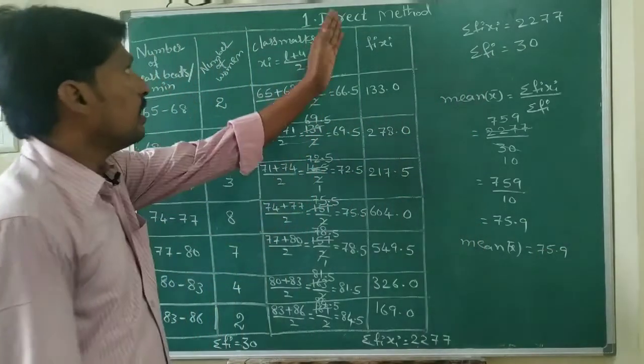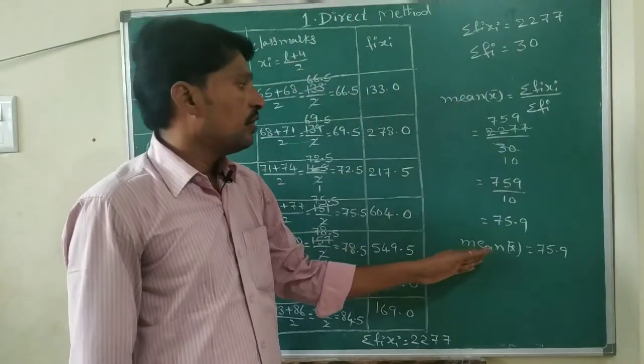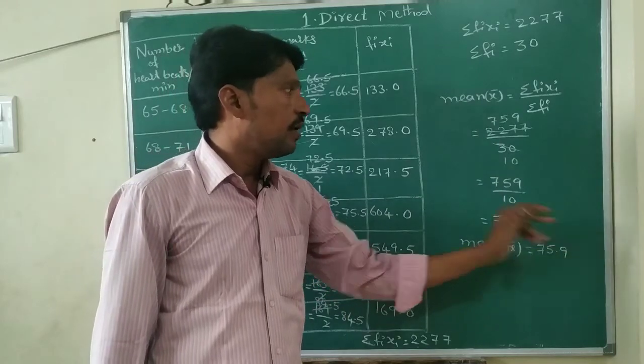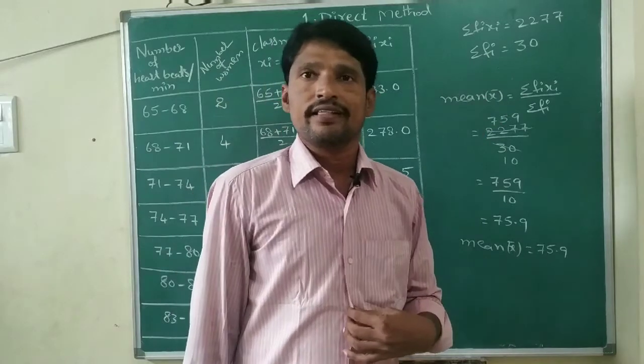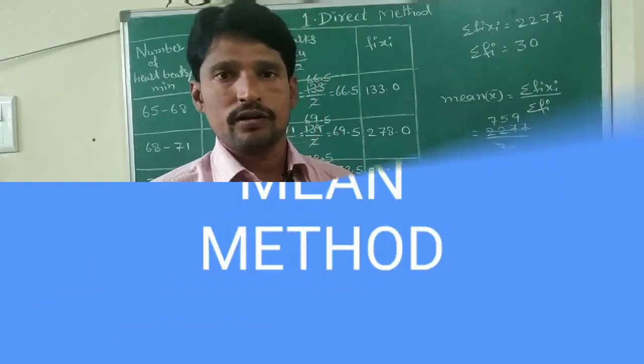So we used the direct mean method here, and we got the mean 75.9. In the direct mean method, the formula is sigma fi xi by sigma fi.